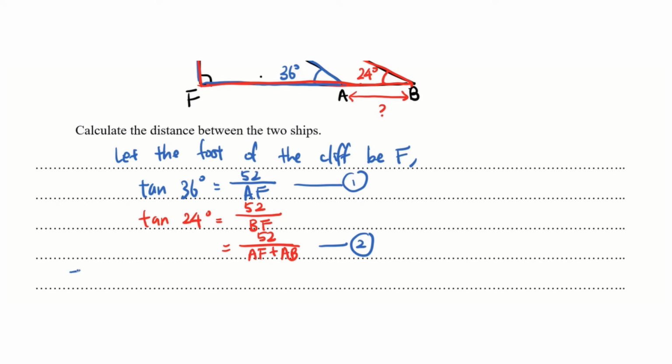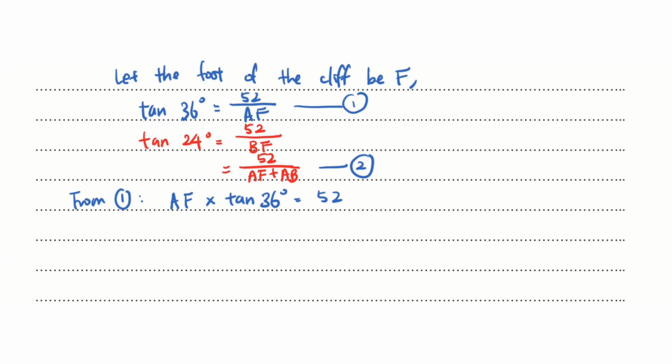From equation one, we will get AF times tangent 36 degrees equals 52. And so AF is equal to 52 over tangent 36. Just like before, you can press the calculator for the truncated 5 SF value. Otherwise, you can keep it to be this exact 52 over tangent 36. So let me give that a try to keep it as exact first. So AF equals this.